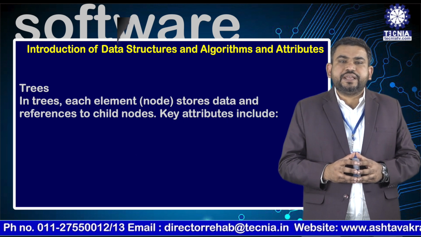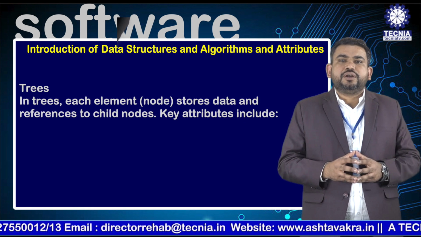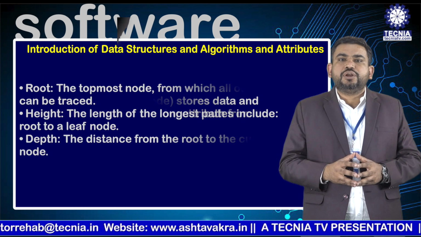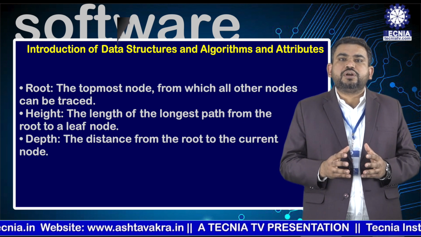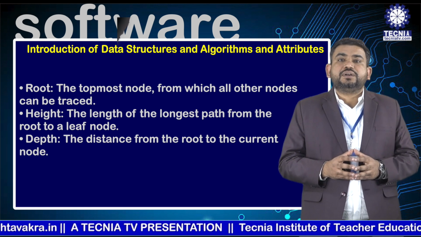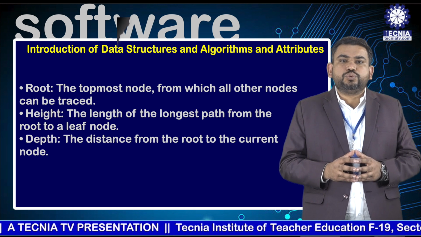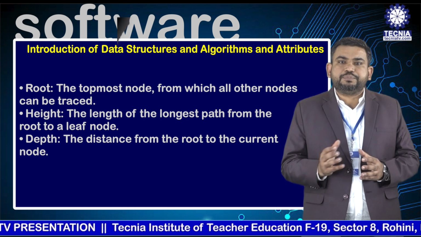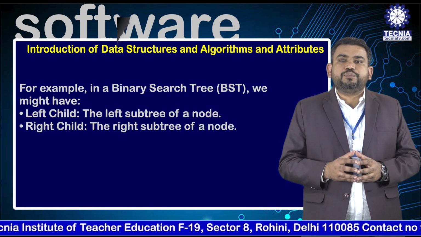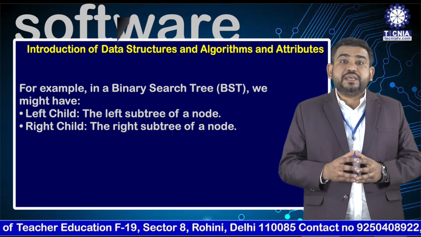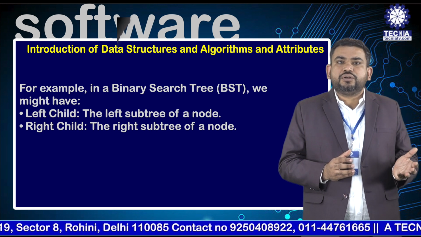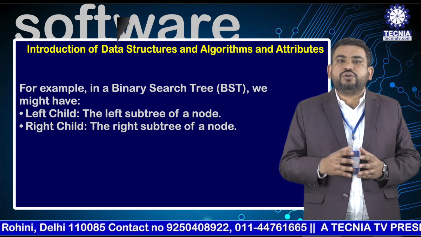Now let's discuss trees. In trees, each element, a node, stores data and references to child nodes. Key attributes include root, the topmost node from which all other nodes can be traced, height, the length of the longest path from the root to a leaf node, depth, the distance from the root to the current node. For example, in a binary search tree, BST, we might have left child, the left subtree of a node, and right child, the right subtree of a node.